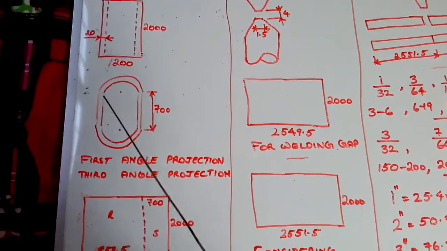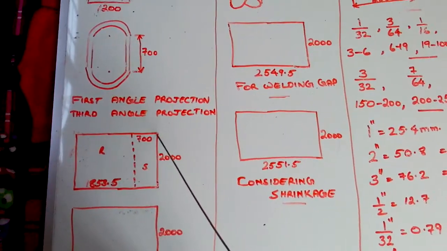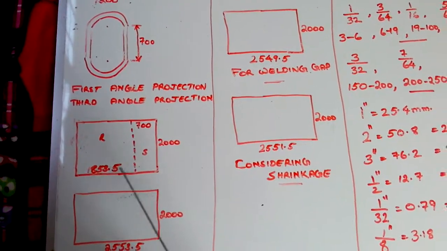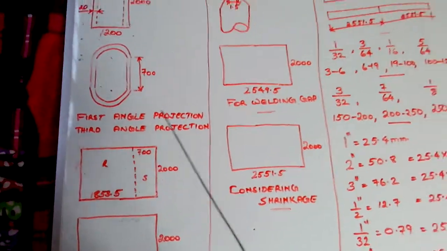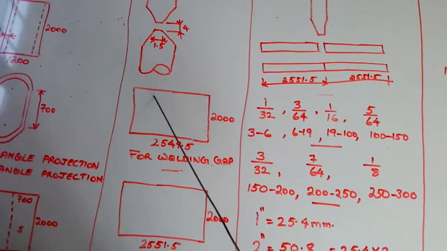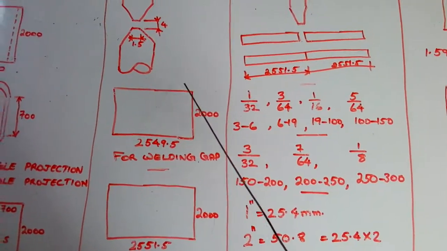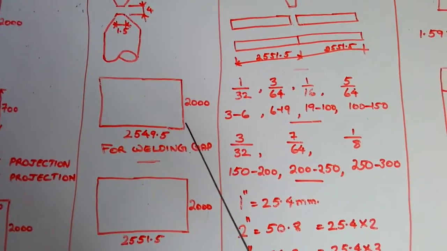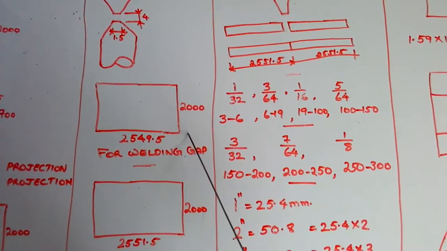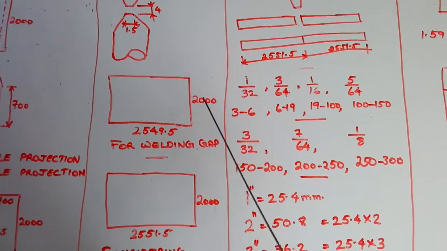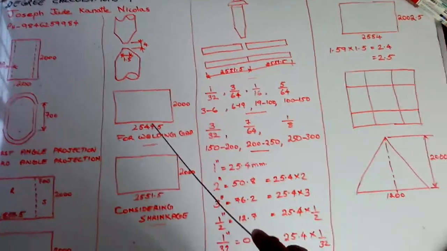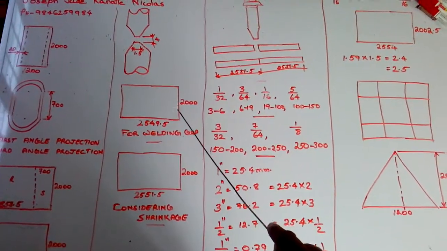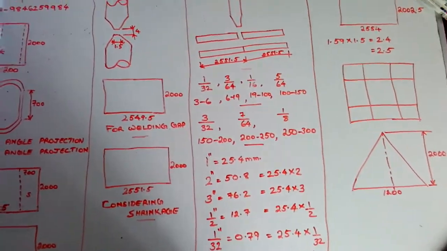It means when we take its development, this portion has to have welding, this portion has to have welding, and this portion won't have welding, this portion won't have welding. So this portion won't have welding, so there is no need for us to decrease 4 mm, no need to make a bevel or a gap. So we shouldn't decrease 2000, and we have to decrease the 4 mm gap from this length. 2549.5 becomes after decreasing the welding gap.